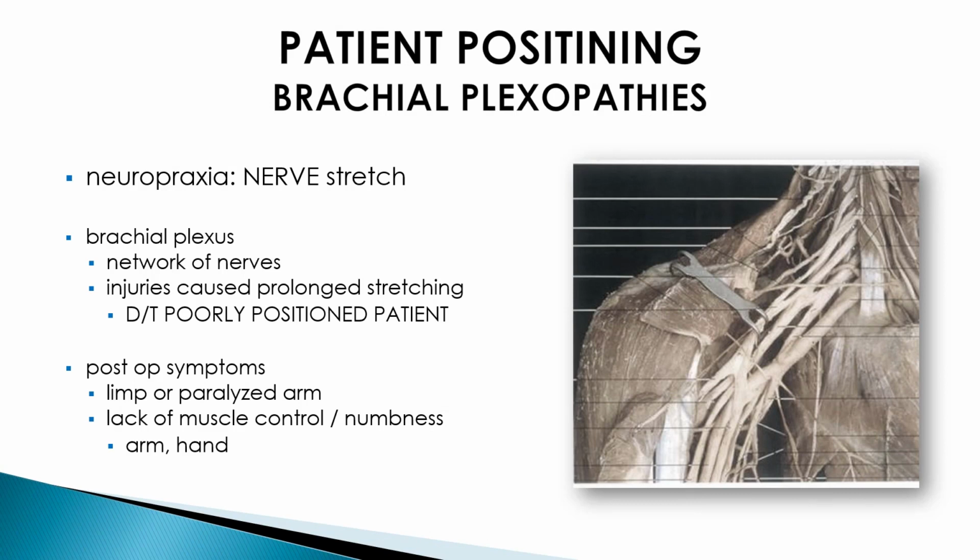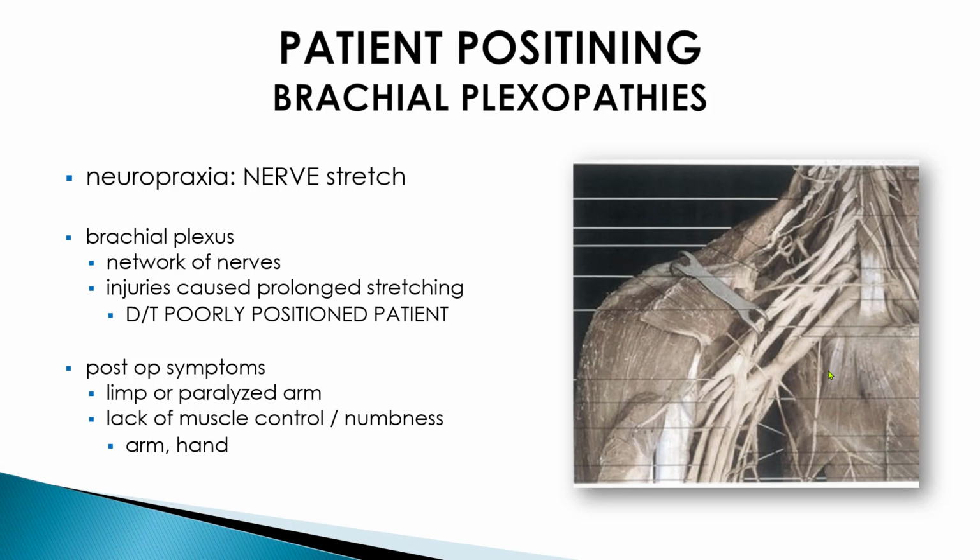One other way we can help anesthesia is watching for malpositioning in surgery. Neuropraxia is a nerve stretch. It's more common in the brachial plexus area. Here's the patient's shoulder, and here's the brachial plexus right here. The brachial plexus is just a network of nerves. An injury here caused by prolonged malpositioning in surgery could cause a paralyzed limb, a lack of muscle control, or sustained numbness and tingling in the arm or the hand.